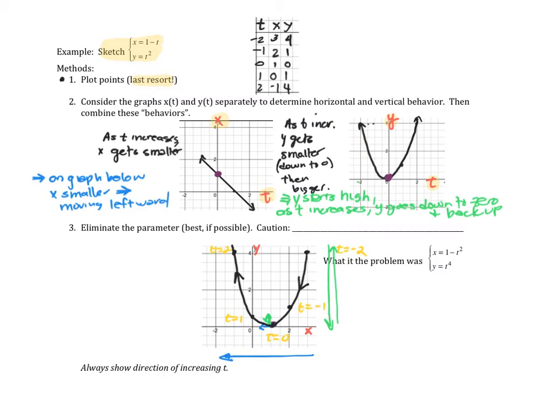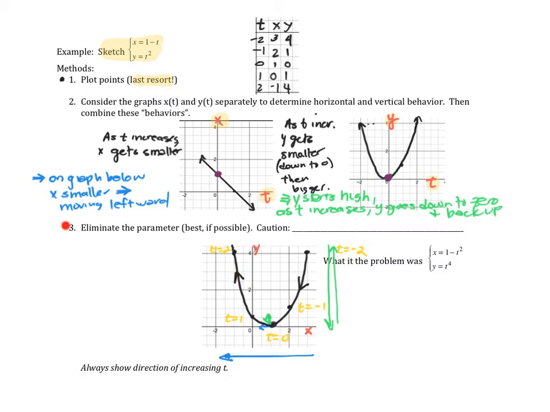So that's one of the things we're really going to use parametric equations for, is to find out that not only is x related to y, but they are also dependent on some other parameter. Okay? So that's what this says. Always show the direction of increasing t. That means you're going to have these little arrows.